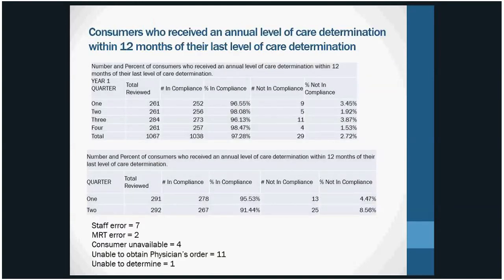For consumers who received an annual level of care determination within 12 months of their last level of care determination, we reviewed a total of 292, and we had a 91.44% compliance rate, so that's great. Out of the ones that were not in compliance, there were 7 with staff errors, 2 with MRT errors, 4 where the consumer was unavailable, 11 where we were unable to obtain the physician's order, and 1 that was unable to determine.